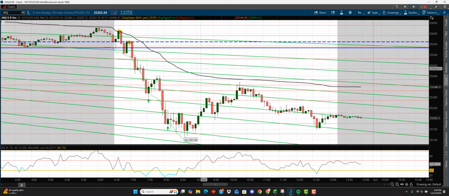I also add the day session open, which is this dotted blue line, and the overnight high and low, which is the solid blue line. And the last couple of weeks, I've been testing the VWAP. So I've added the VWAP, which is this black line here.